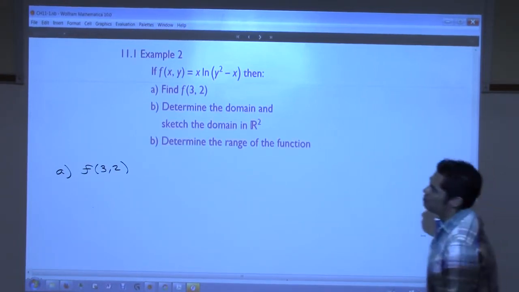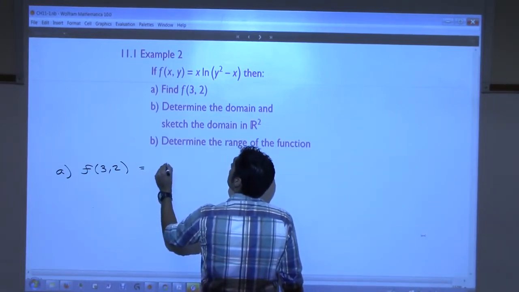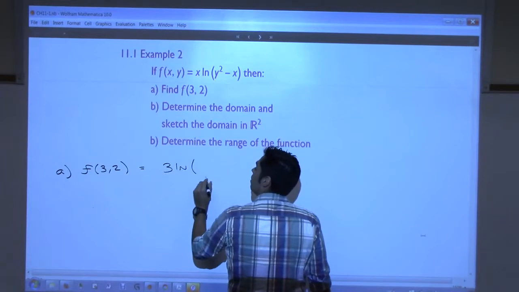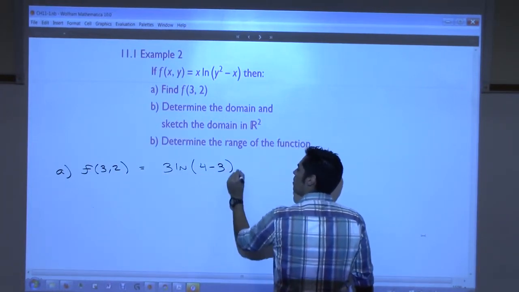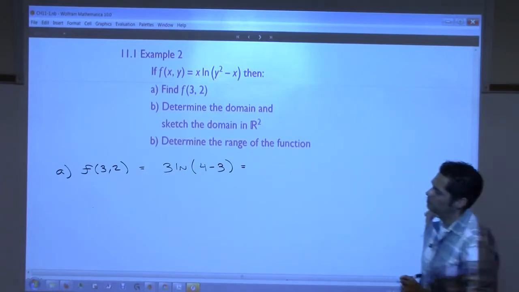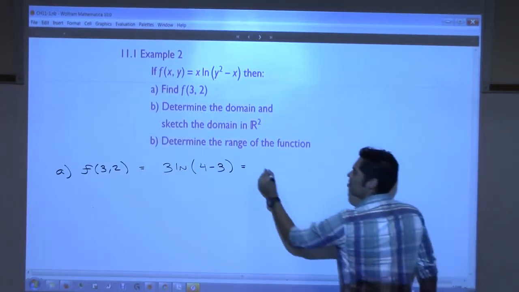So all we do here is just replace x with 3 and y with 2, right? So x is 3. We get 3 natural log. y squared is 4. Take away 3. And what does that give you right there? 0, right? Because natural log of 1 is 0. So this gives you 0.